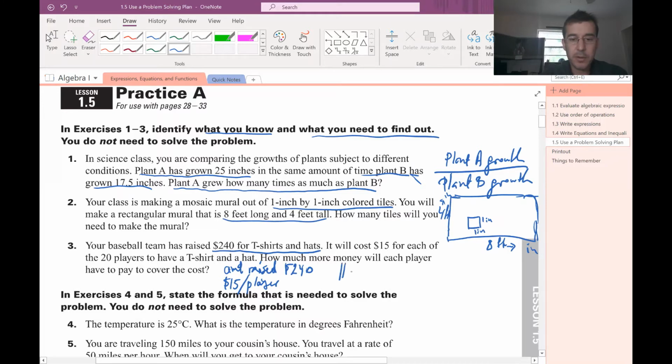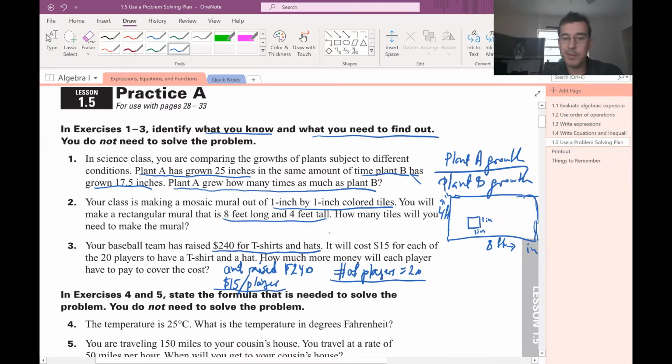The number of players is known, which is 20, right? How much more money will each player have to pay to cover the cost? That's what is needed: how much money each player has to pay. To calculate this, you would need to multiply the cost per player times the number of players.